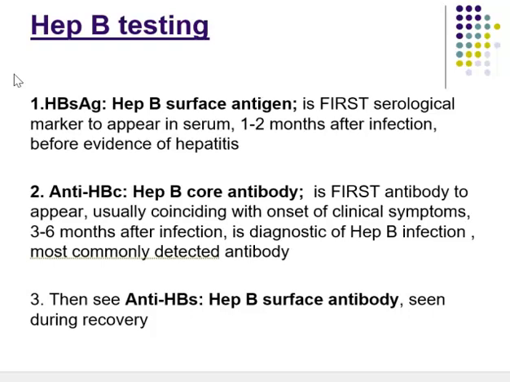And then finally, you're going to see the B surface antibody, and it's seen during recovery. So the only way that you end up with a Hep B surface antibody is if your body's in a recovery or if you have received the vaccine in the past.